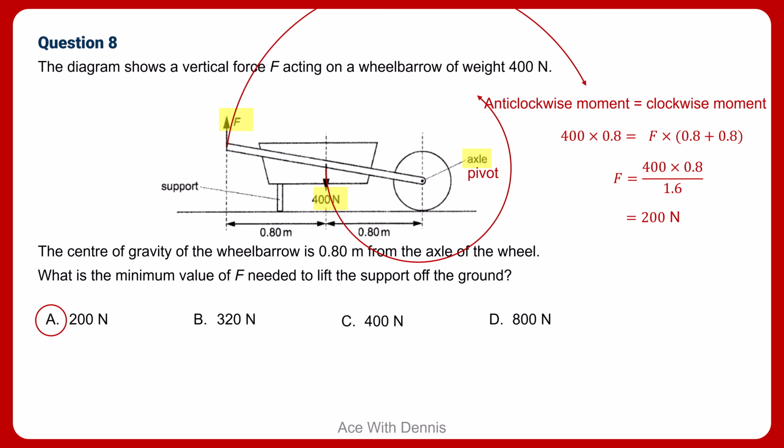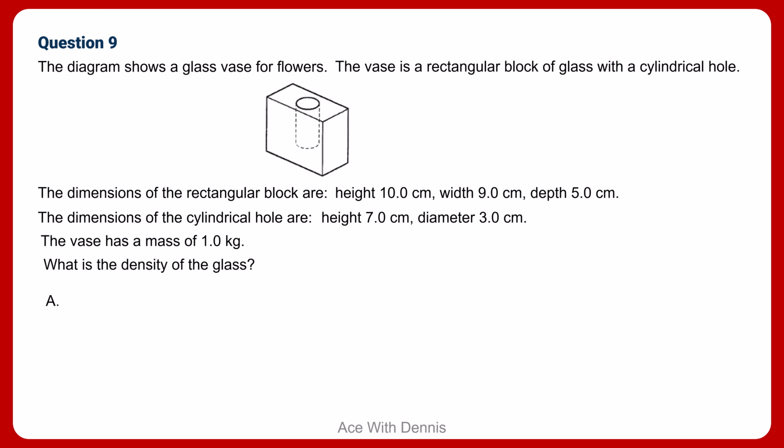Question 9. The diagram shows a glass vase for flowers. The vase is a rectangular block of glass with a cylindrical hole. The dimensions of the rectangular block are height 10 cm, width 9 cm, depth 5 cm. The dimensions of the cylindrical hole are height 7 cm, diameter 3 cm. The vase has a mass of 1 kg. What is the density of the glass?